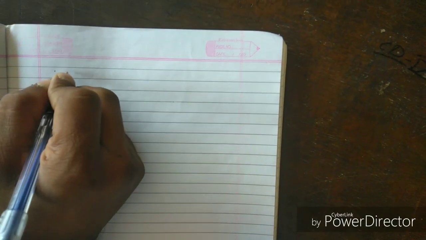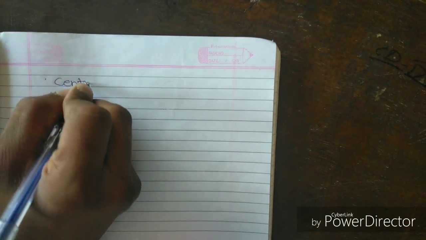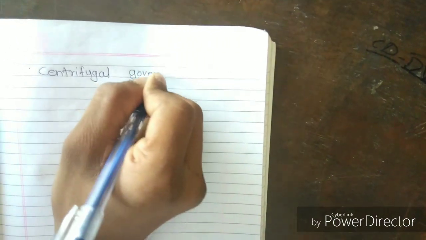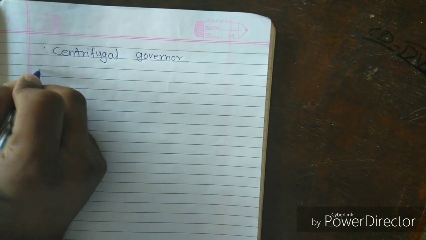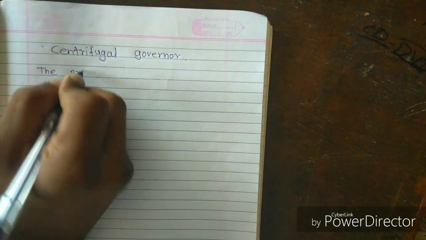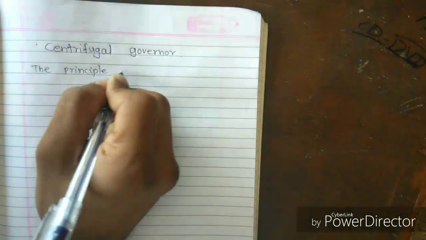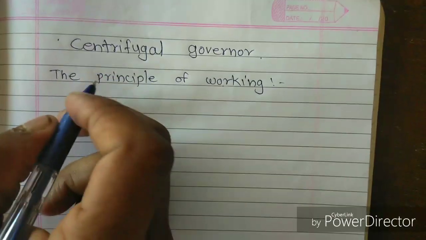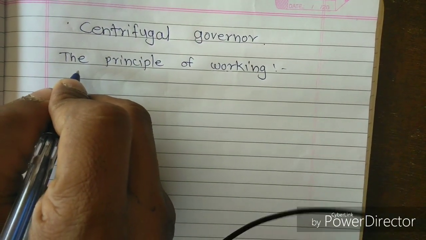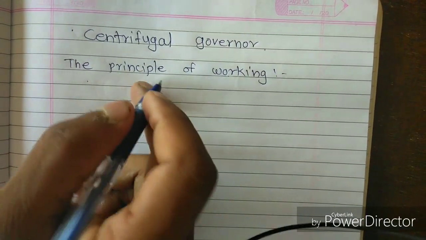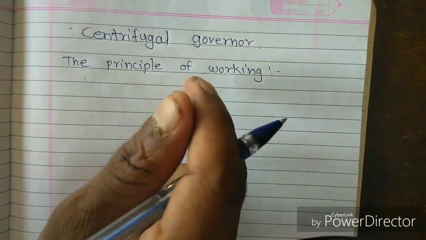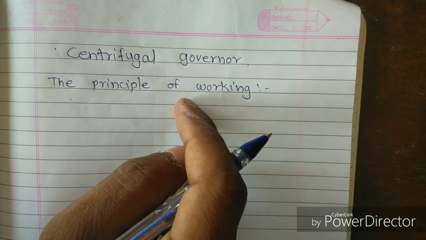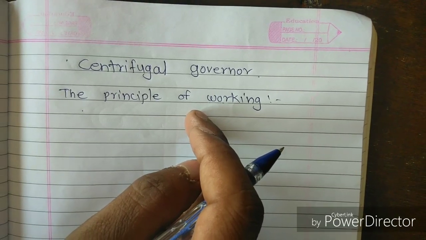Now we will learn the first one, centrifugal governor. The principle of working. The working of the centrifugal governor is based on the concept of balancing the centrifugal force acting on the fly balls by an equal and opposite force, which is called the controlling force.